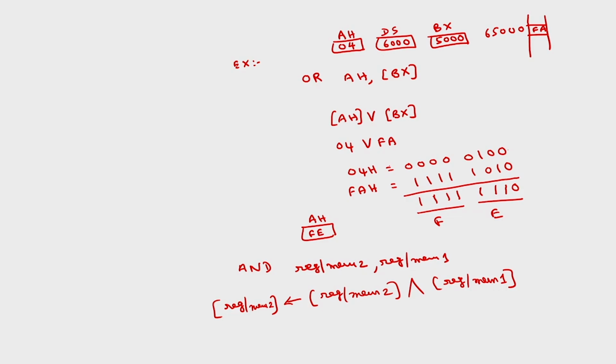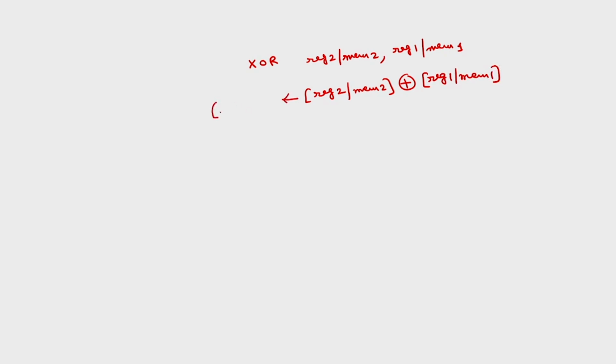Similarly, we have the exclusive OR operation also, XOR. Same thing, register 2/memory 2, comma register 1/memory 1. The same operation, both cannot be memories here also. In all the instructions, both cannot be memories simultaneously. Memory 2 will be exclusive ORed with the contents of register 1/memory 1, and the result is stored back to register 2/memory 2.